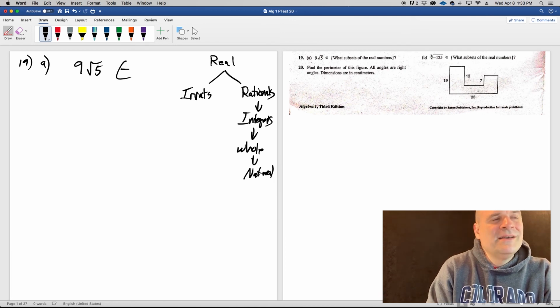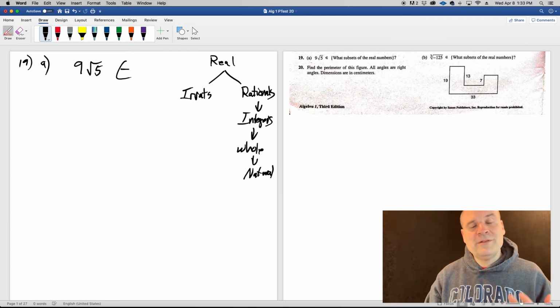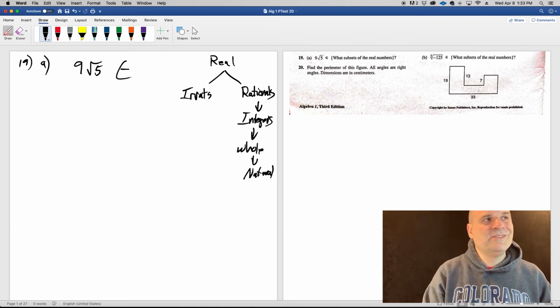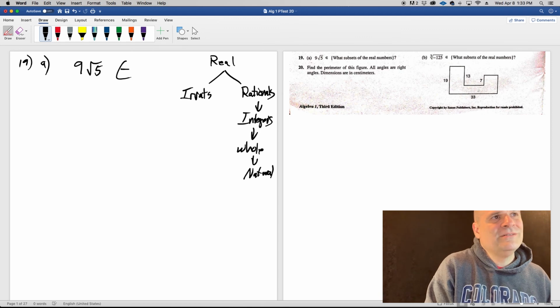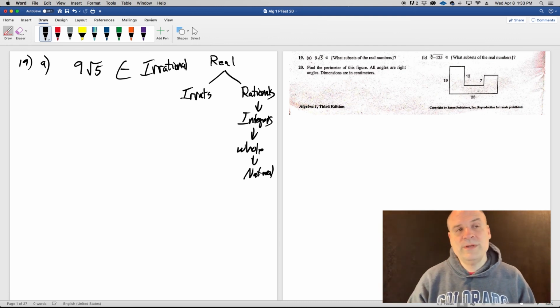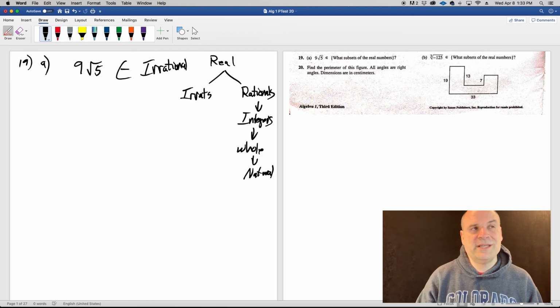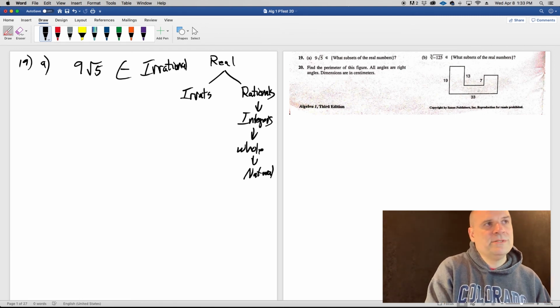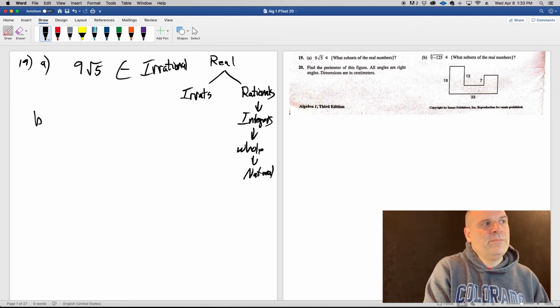Well, irrationals are anything with a radical of something you can't take the square root of. So that is an irrational number. And that is the only subset of real numbers where that belongs. Technically, real numbers are a subset of real numbers, so you could say irrationals and reals, but this is the only proper subset for A. All right, well, what about B?